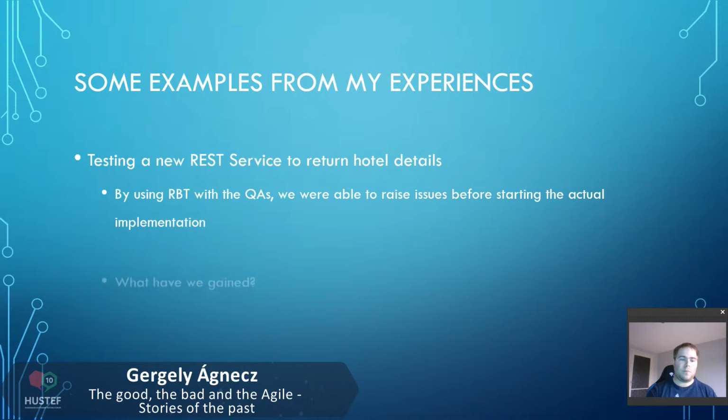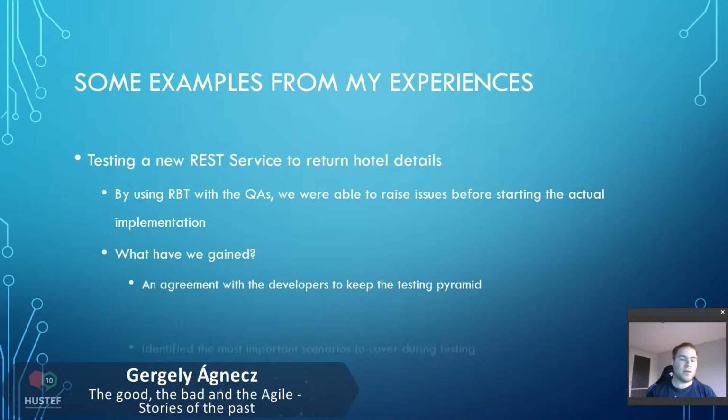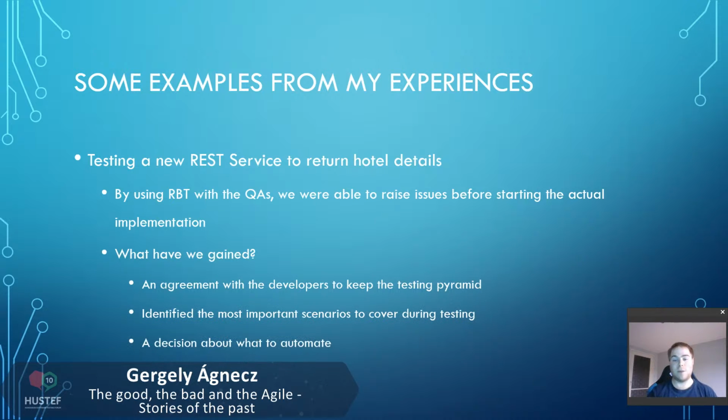From this, what have we gained? Technically, we gained an agreement with the developers to keep the testing pyramid. It is important because we raised our concerns, and they also saw that, for example, the parameter validation can be done in lower level tests, like in unit or integration tests. And by highlighting this to them, we were able to reach an agreement that they will try to keep the testing pyramid to have as many unit tests and integration tests as possible to save the higher level tests and effort.